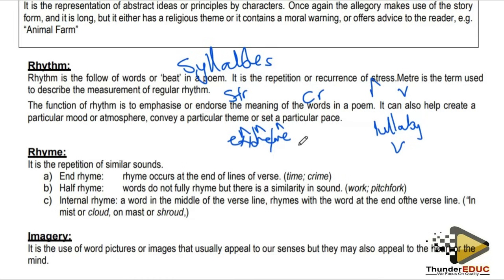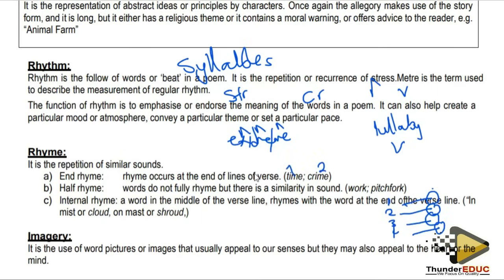Rhyme is the repetition of similar sounds. For example, we have an end rhyme, which occurs at the end of the lines of the verse. Remember, our poem is in lines: line 1, 2, 3, 4. When we say end rhyme, we're looking at the last word of each line. For example, they gave us time and crime. If time is the last word in line 1 and crime is the last word in line 2, they rhyme.